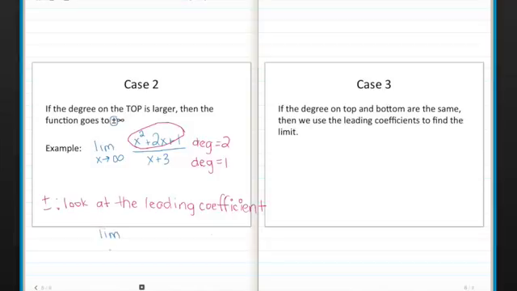And if we were looking at the limit as x approaches negative infinity, that would be reversed. If our coefficient was negative, it would go to positive infinity. And if our coefficient was positive, it would go to negative infinity. So in our case, we have a positive exponent and a positive infinity. So we know that our limit is approaching positive infinity.